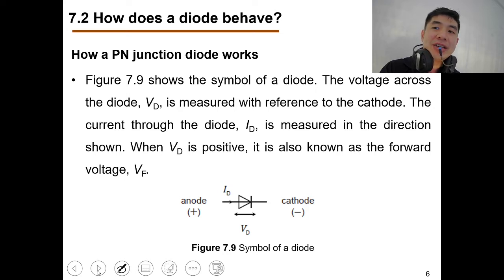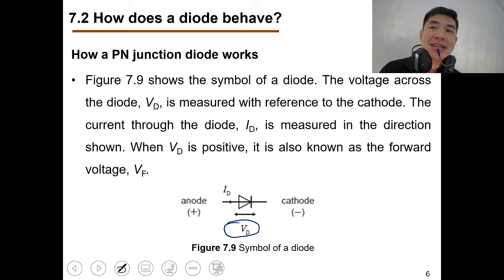Okay, so VD is the voltage drop. This one is the voltage drop across the diode. We now know that this VD is actually VF, right? The forward voltage. Different types of diodes have different amounts of forward voltage.